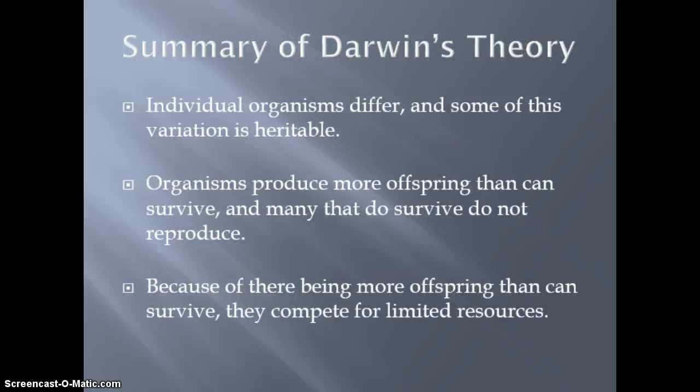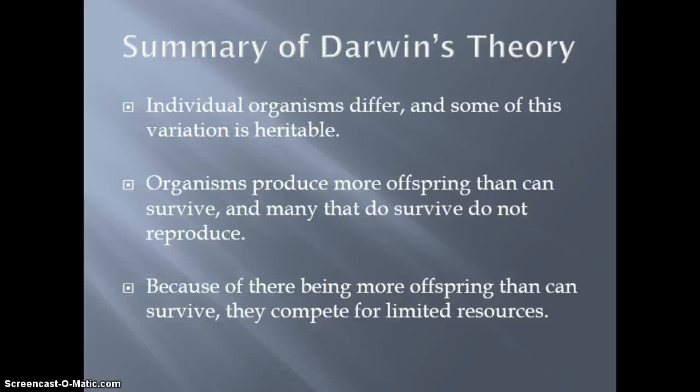So to summarize, all of this stuff was really Darwin's work and what he put together. And granted, some of it is stuff we've added to as science has progressed and we've gotten more information, but really the summary of Darwin's work is that individual organisms differ. Some of this variation is heritable, meaning they've inherited it genetically. Organisms produce more offspring than can survive, and many that do survive do not reproduce.